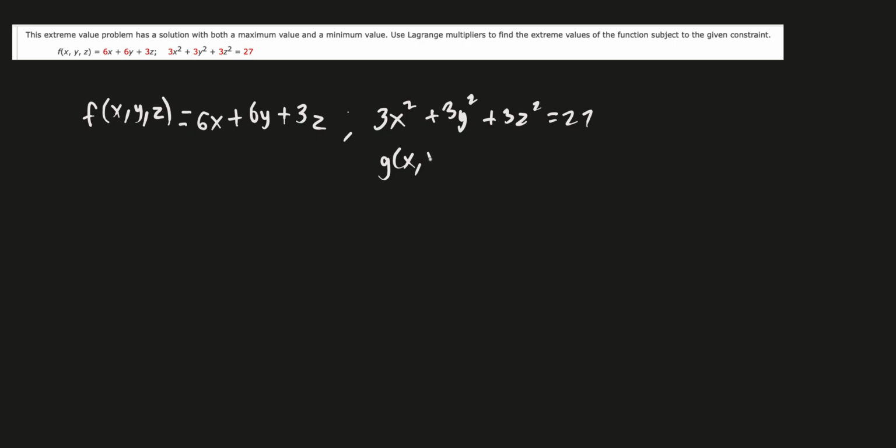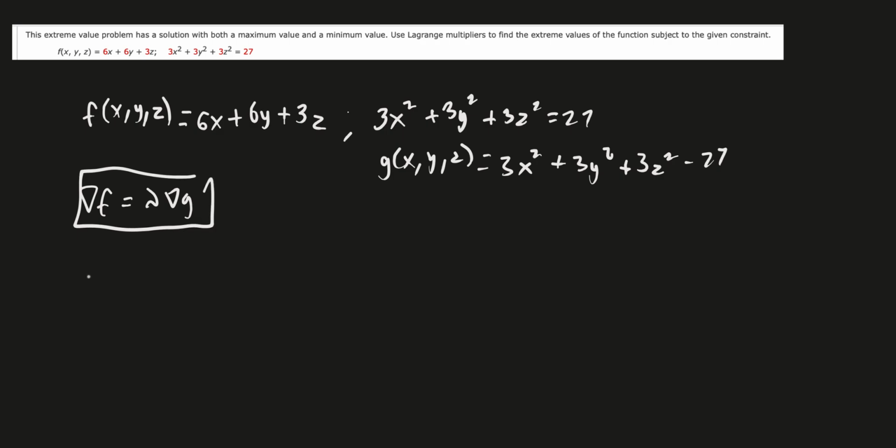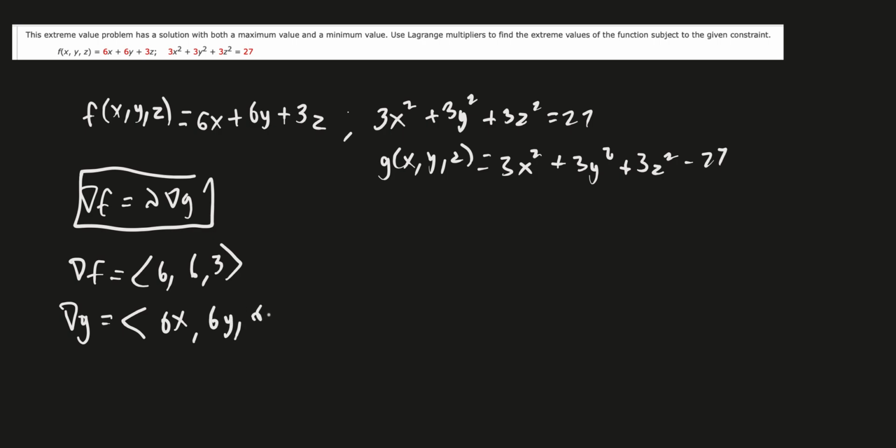So g of x, y, z is 3x squared plus 3y squared plus 3z squared minus 27. Del f is lambda del g. Del f is 6, 6, 3. Del g is 6x, 6y, 6z.